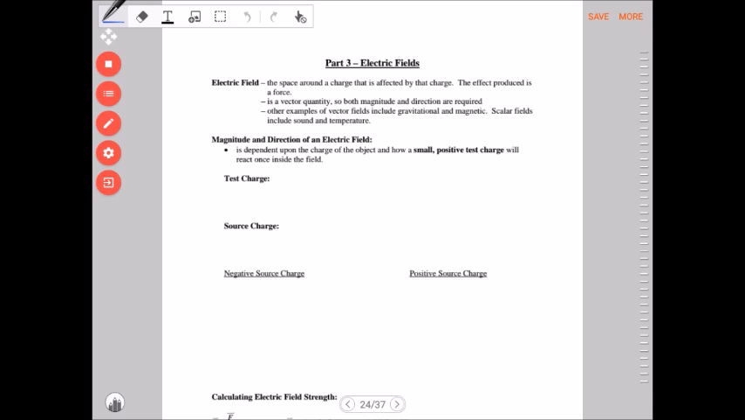So, magnitude and direction of an electric field. It is dependent upon the charge of the object, and how we say that is we say it's the direction that a small positive test charge will react once inside the field. So the test charge is always positive, and the source charge could be positive or negative.